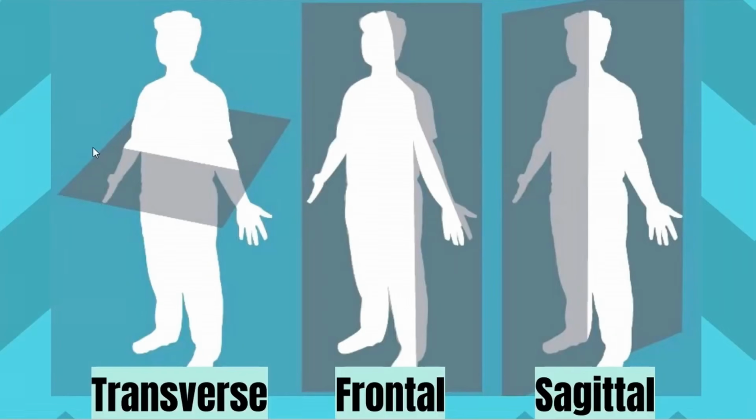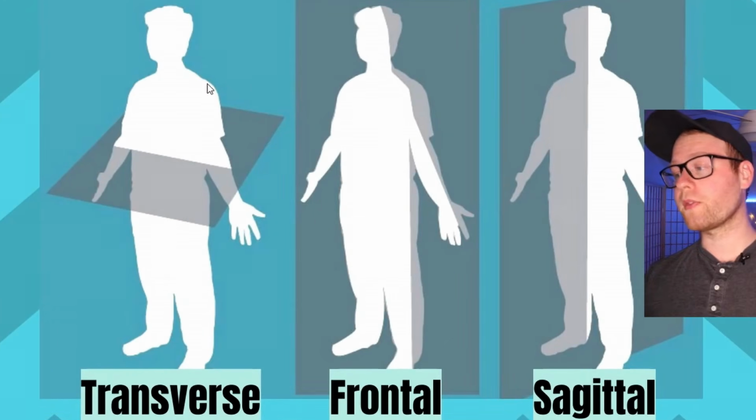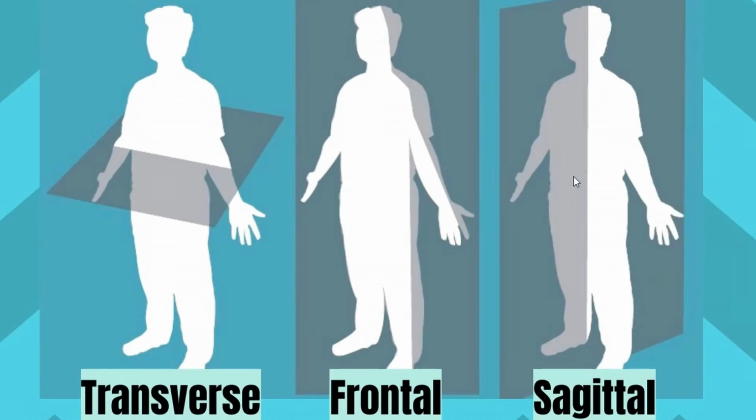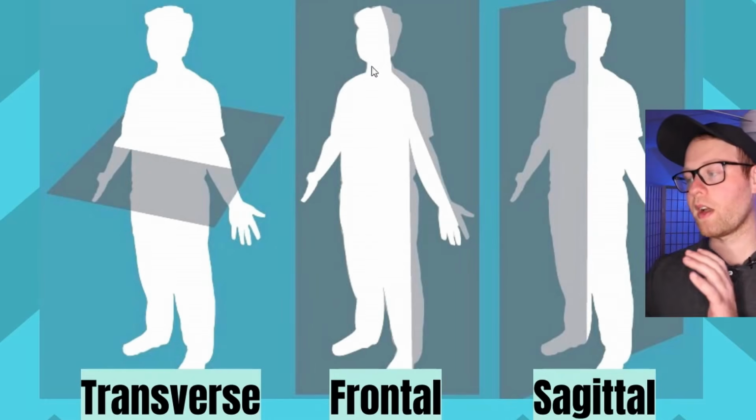Anyway, we have three different planes. We have the transverse plane, the frontal plane, and the sagittal plane. The transverse plane divides the body into top and bottom halves. The frontal plane divides the body into front and back halves. And then we have the sagittal plane, which divides the body into left and right halves. Next up, we'll be talking about the movements that take place in each of these planes.